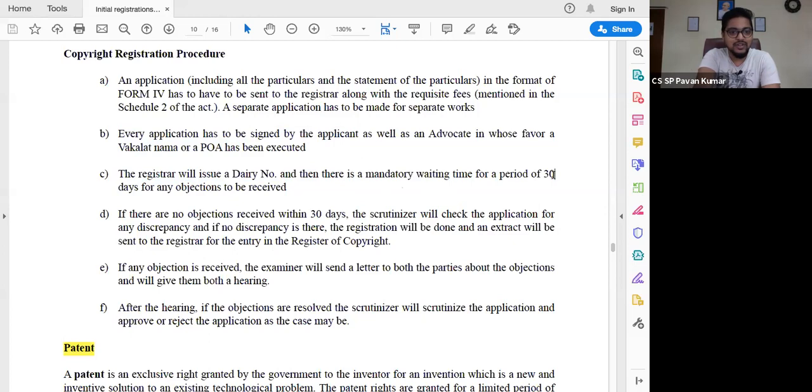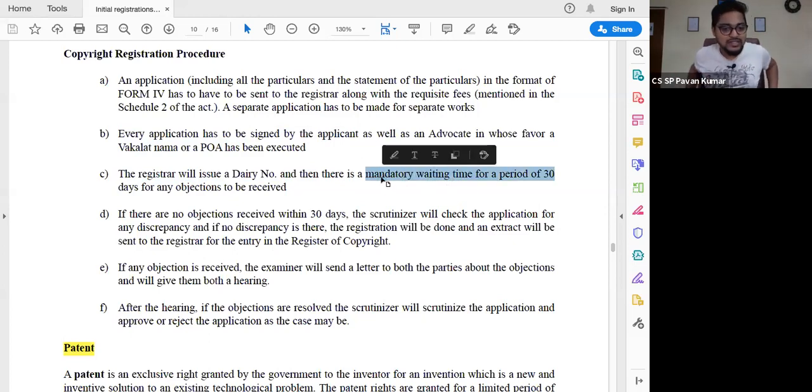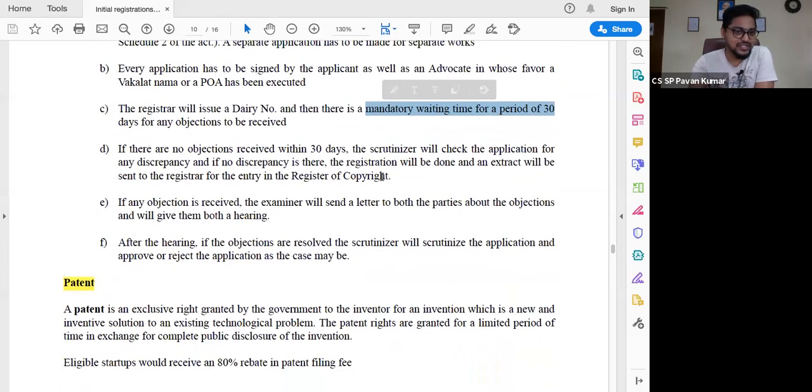There's a mandatory waiting period of 30 days. During this 30 days, he'll put it in the public gazette, and then he'll wait for objections. So during this 30 days, he will see whether anyone is objecting. If there are no objections received during the 30 days, the scrutinizer will check the application for any discrepancies, and if there are no discrepancies, the registration will be done, and the extract of the same will be sent to the entity that is seeking registration.